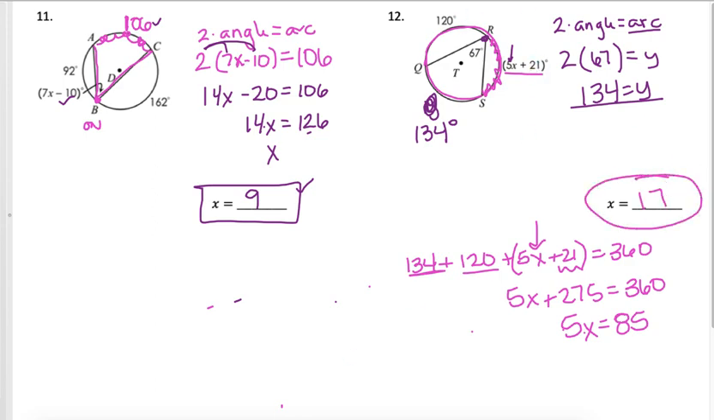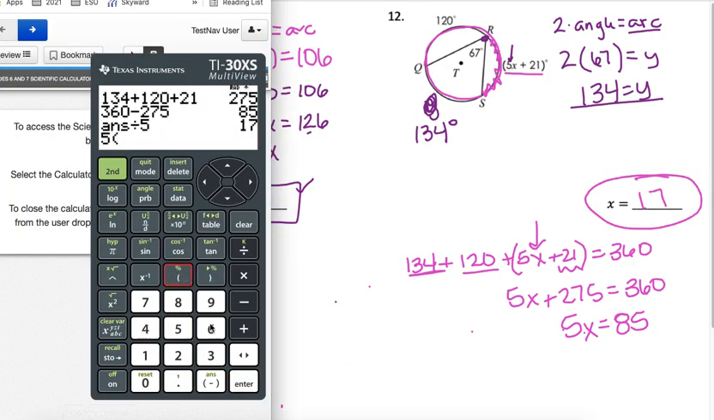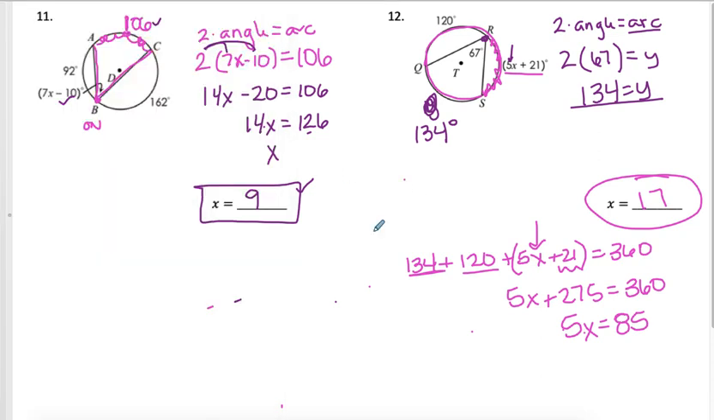All right, so if I plug this in, now I'm checking not the angle, but the arc. So 5 times 17 plus 21. Okay, so this is 106 plus 134 from this arc plus 120. All 3 of those should add up back to 360. So I know that's correct as well.